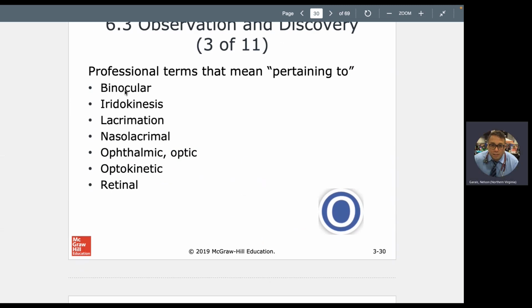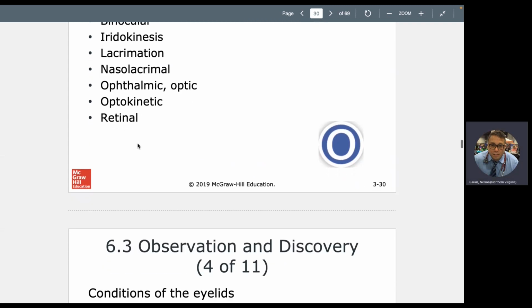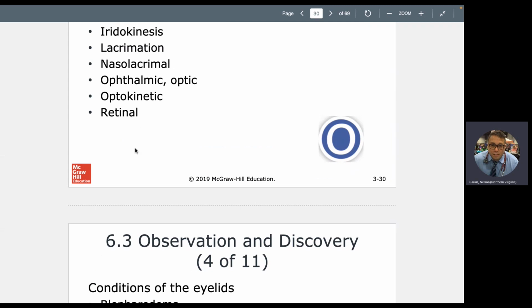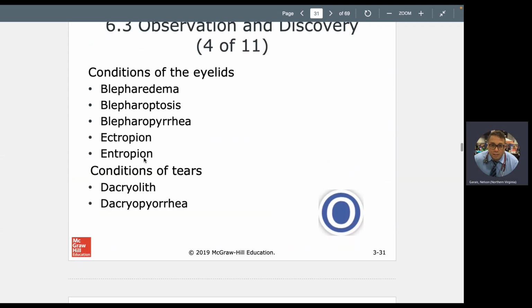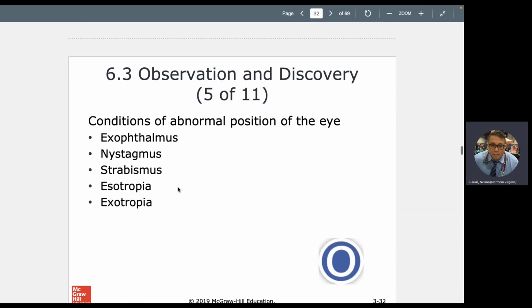Binoculars have bi, two eyes. Lacrimation. Nasolacrimal is the duct that deals with your tears; lacrimal, pertaining to my tears, and naso. That's why when you cry, there's a connection between your tear ducts and your nose. When you cry, you start getting all sniffly, if that's a term. Those words, pretty obvious what those are. Again, going through the same thing here, and you can see it's like wash, rinse, and repeat.